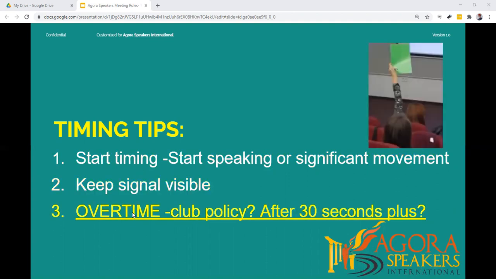Each club has a different policy on how to deal with overtime. The basic rule is that a grace period of at least 30 seconds is allowed after the red light. What happens afterwards is up to the club. Some clubs may advise the timer to start clapping with the rest of the members joining in, or use a noisemaker such as a small bell to signal to the speaker that the speech is now over time.